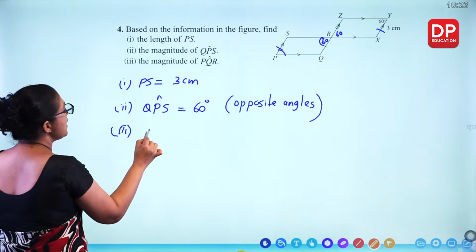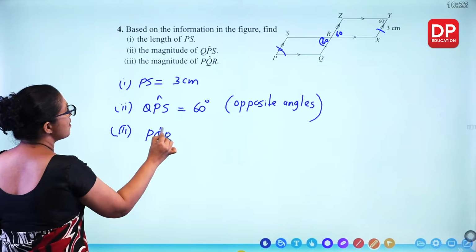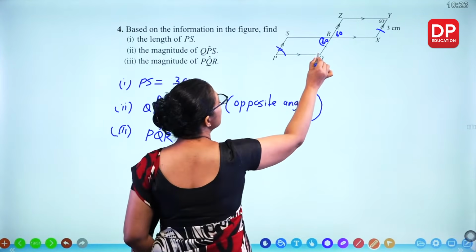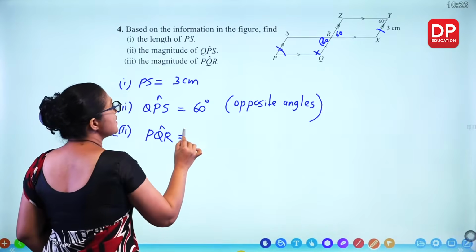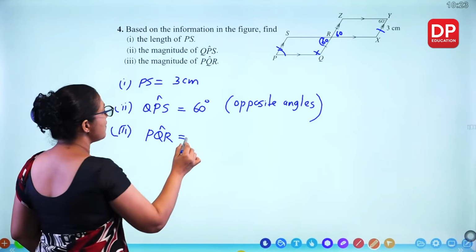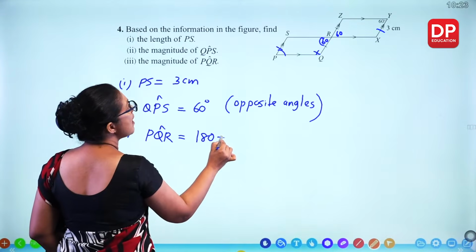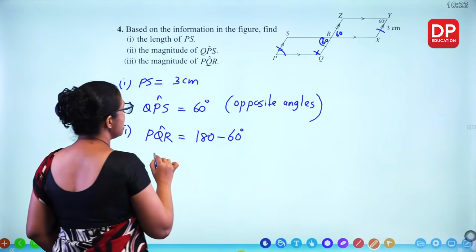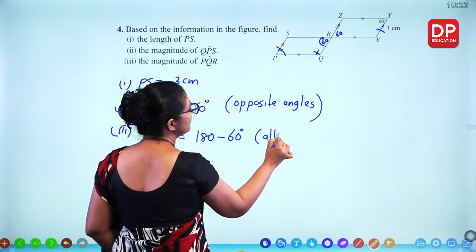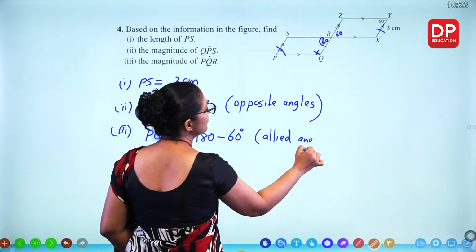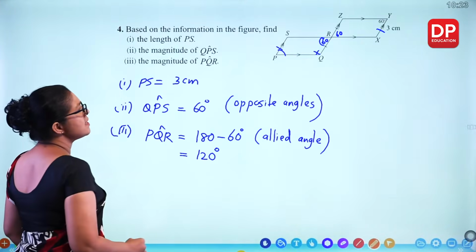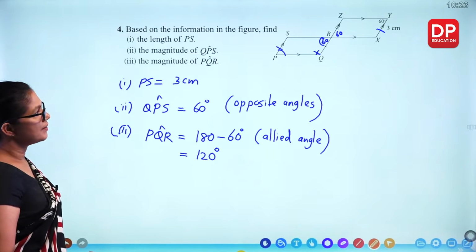Third one, PQR. PQR is this angle. So that's the allied angle to 60 degrees. So I can write 180 minus 60 degrees is PQR angle. So 120 degrees for Q angle.